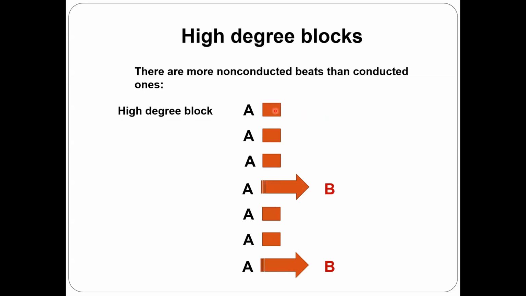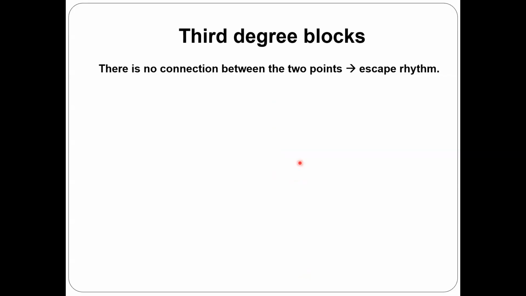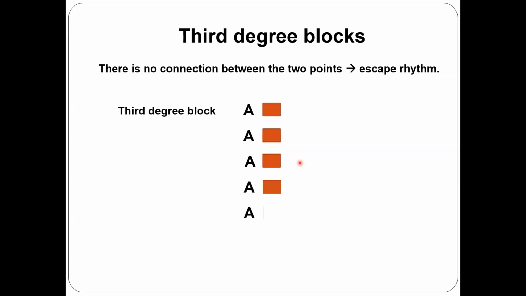Because if we do not have conduction between two points, it means that the lower center is taking over and you have an escape rhythm. And once we have a conducted beat, that makes a slightly faster coming beat. Now, third degree block means that there is no connection between these two points. So not at all, forever. This means we have a lower center taking over, and that gives an escape rhythm.